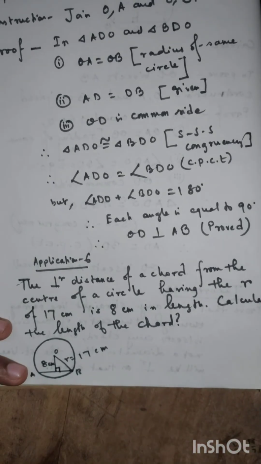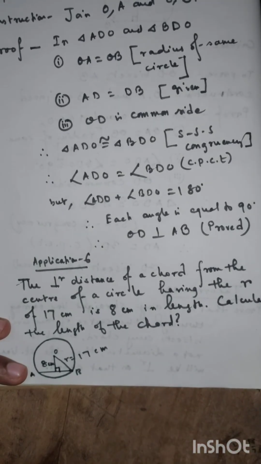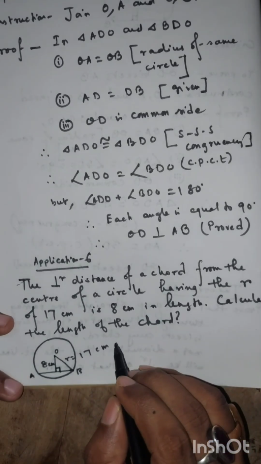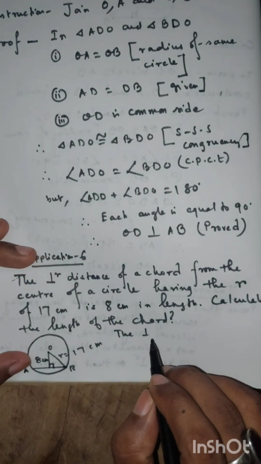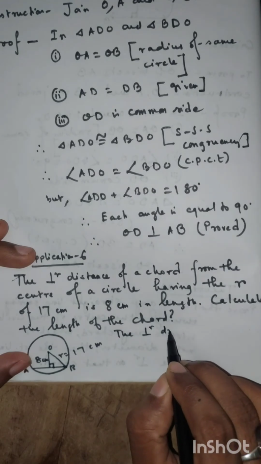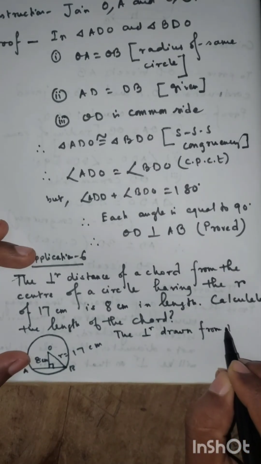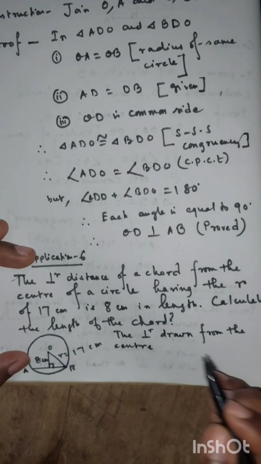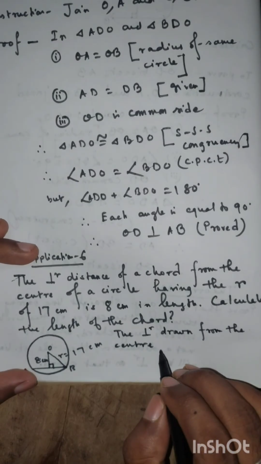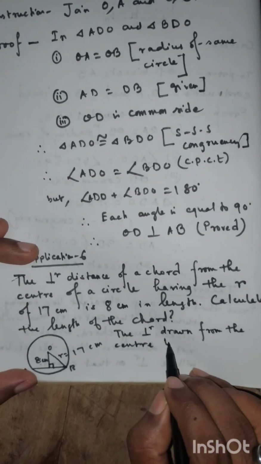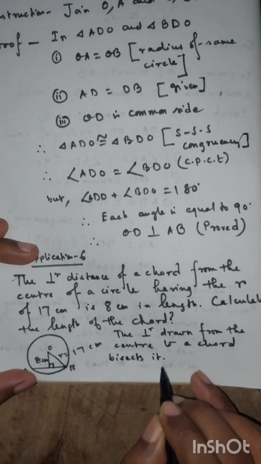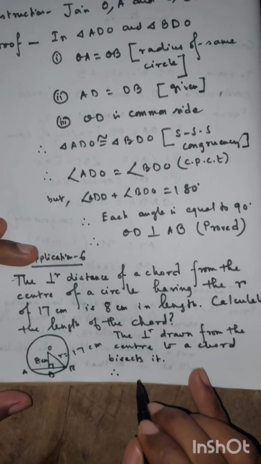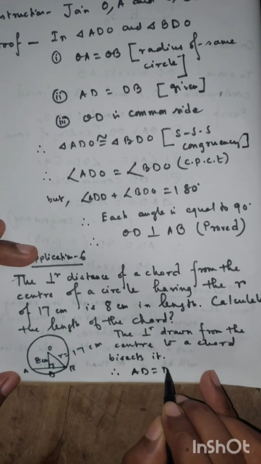Okay, so we know that the perpendicular drawn from the center of a circle to a chord actually bisects it. Therefore, AD is equal to DB.